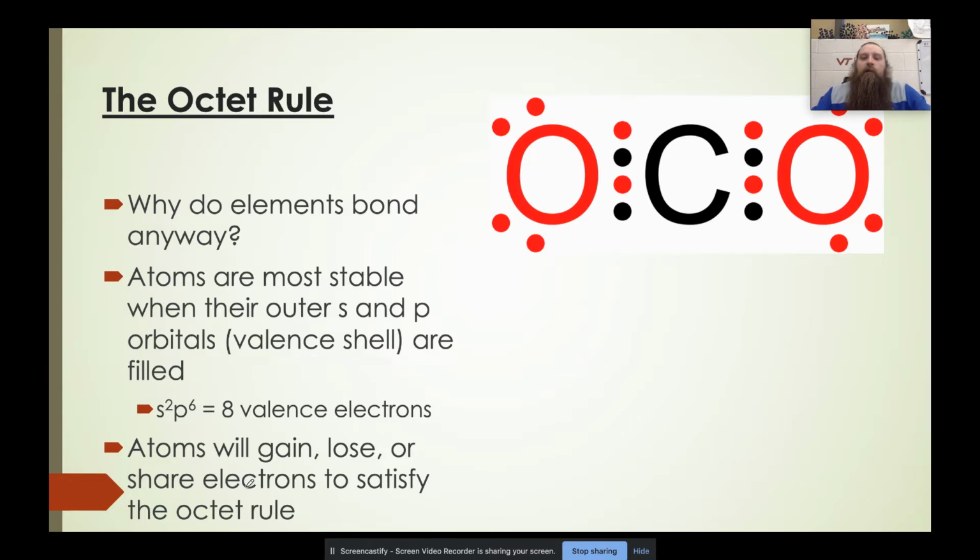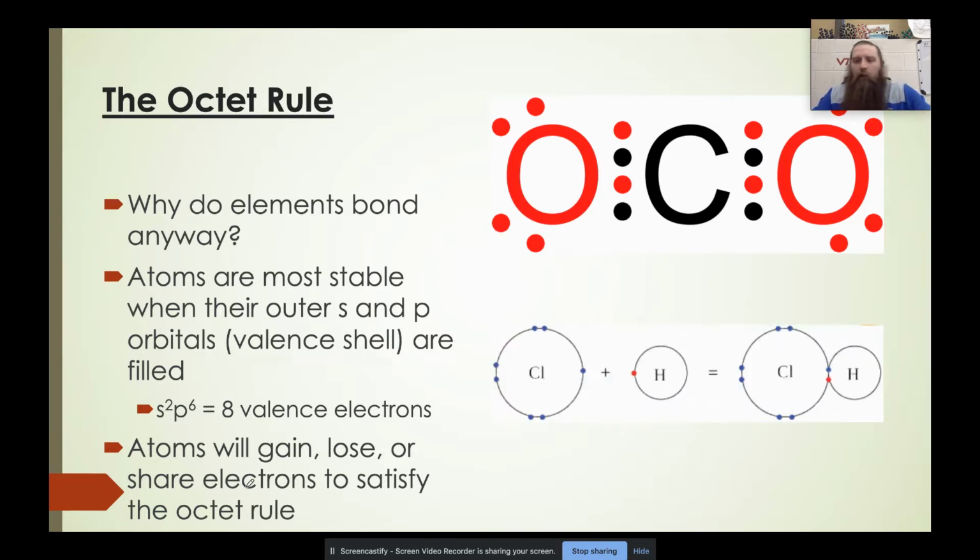So here's a great Lewis drawing of a bond. Here's another one that you might see in your textbook. In all of these cases, we can look and say, okay, hydrogen's happy with 2 electrons. Remember, it wants a full s orbital, so it's happy with 2. Chlorine, though, normally has 7. It gets that 1 extra. It has 8. It's happy.